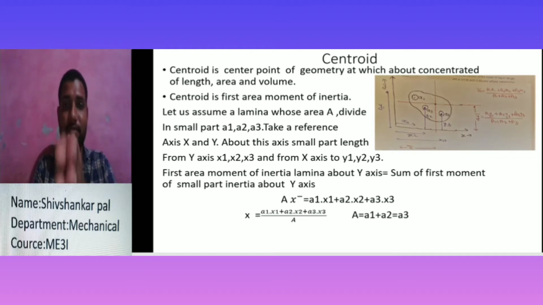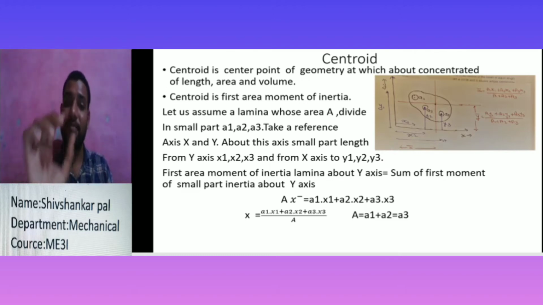Centroid is the first moment of inertia. In the moment of inertia expression, the equation is written as A into x, that is known as the first moment of inertia. That first moment of inertia gives the centroid of the object.